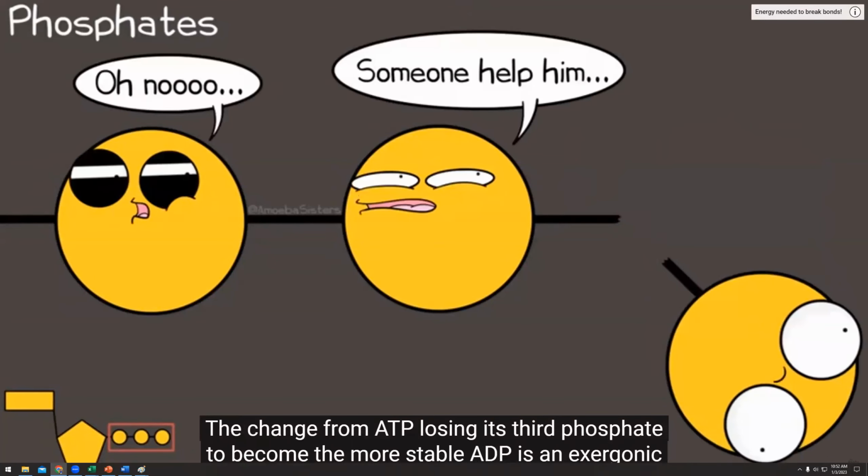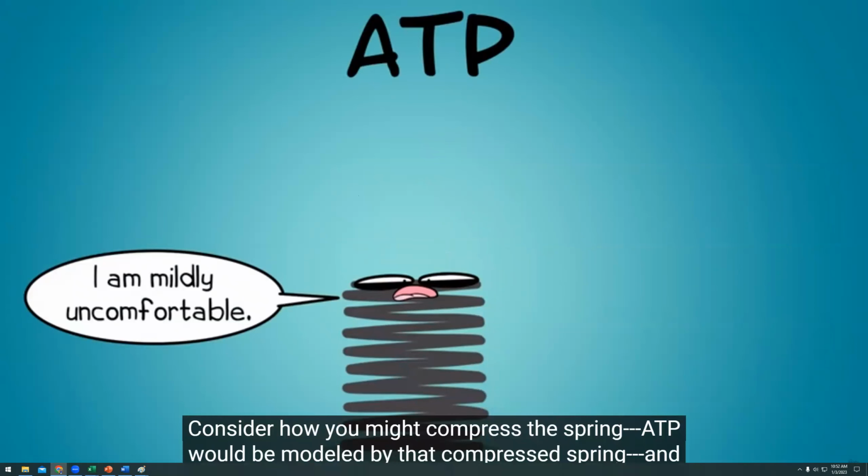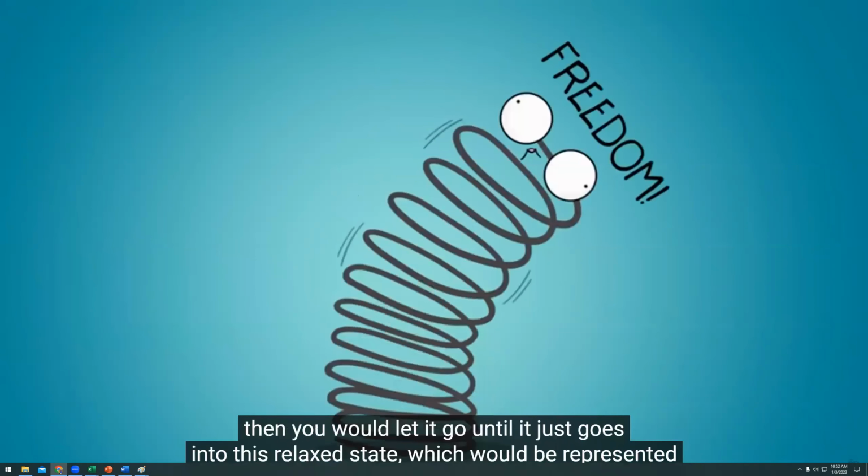free energy. A popular example for understanding ATP is to use the spring illustration, like a wire spring. Consider how you might compress the spring. ATP would be modeled by that compressed spring, and then you would let it go until it just goes into this relaxed state, which would be represented by ADP. When ATP is hydrolyzed, if the energy was just released, it will likely not be useful for a cell if it's not actually coupled to something that needs it.